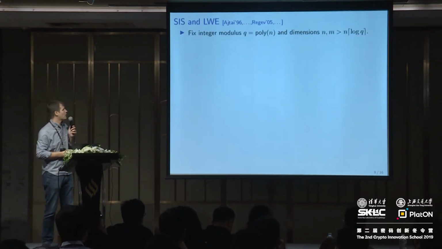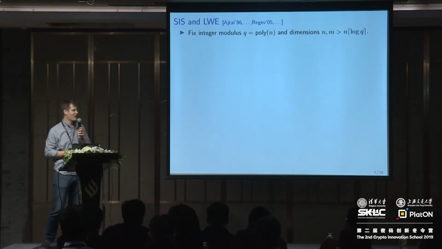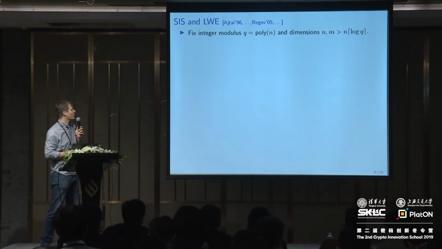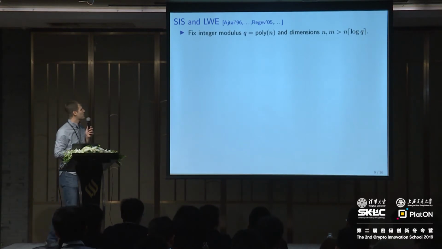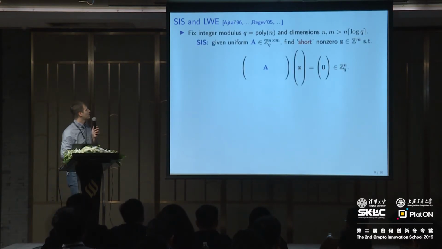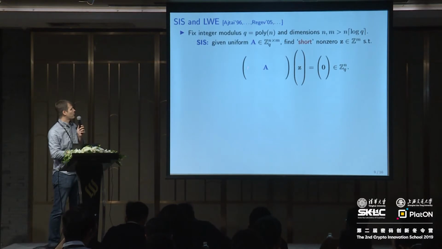Okay, so just a reminder, this is a repeat from yesterday. It might even be the exact same slide, or pretty close to it. So the SIS and LWE problems of Ajtai and Regev. I'll go through this pretty quickly since it should be familiar. We have an integer modulus q and dimensions n and m. And the SIS problem is when we are given a uniformly random matrix A of these dimensions. You want to find a short non-zero vector z such that Az equals 0.